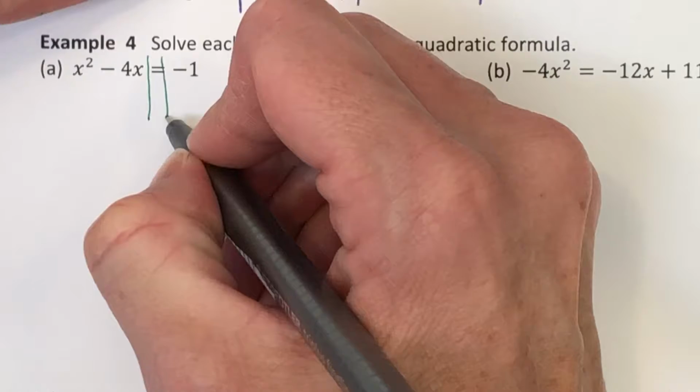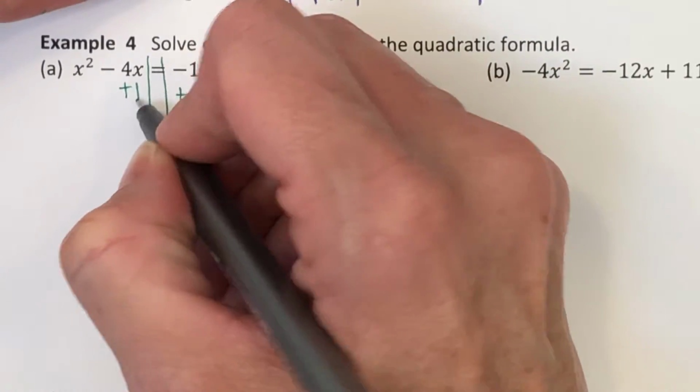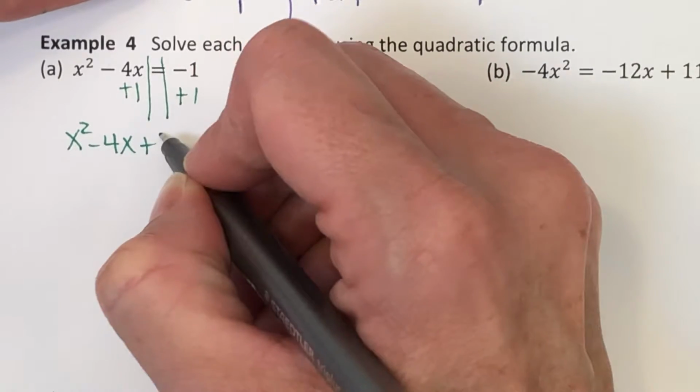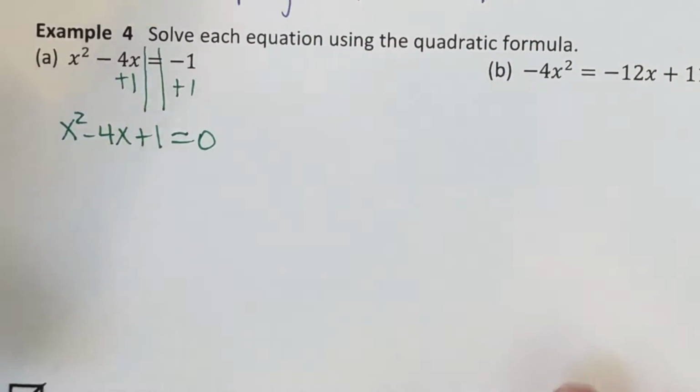All right, so this -1, I need to add 1 and add 1, so that I have x squared minus 4x plus 1 equals 0. That's step number 1.